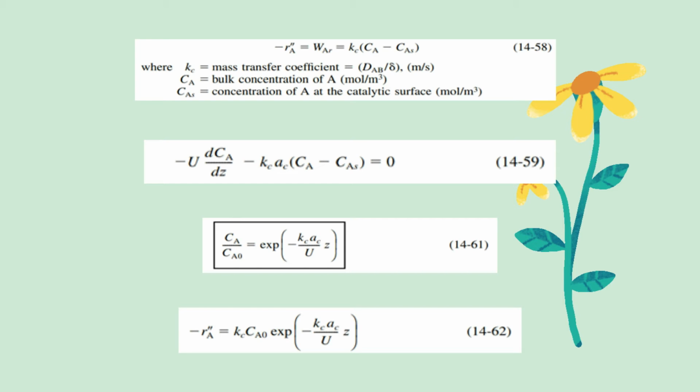And other important formulas to use will be CA over CA0 is equal to e raised to the quantity negative Kc ac over U times Z. And we have here the corresponding variation of the reaction rate along the length of the reactor, which is negative r is equal to Kc CA0 times e raised to the quantity negative Kc ac over U times Z.